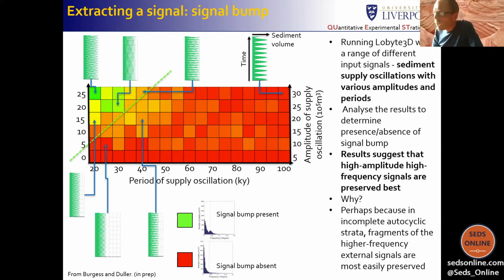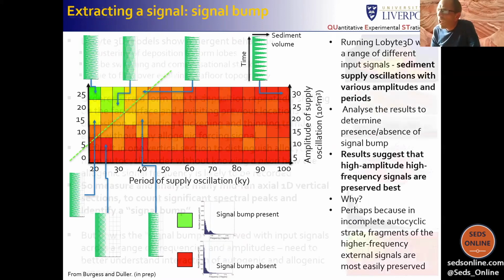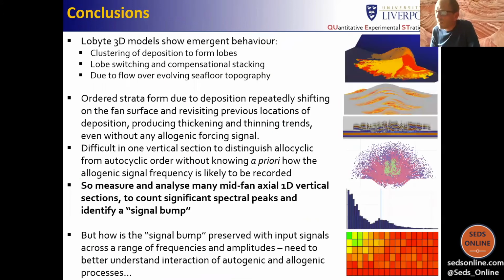There you go. So, conclusions then. Lobyte3D is a very, very simple model. It's a reduced complexity model, so there's very little complexity in it, but yet it does show emergent behavior. It shows clustering of deposition to form lobes. It shows lobe switching. It shows wonderful compensational stacking simply from the very simple physical laws to do with flow over an evolving seafloor topography. And ordered strata form due to that autogenic process, irrespective of an external signal or not.